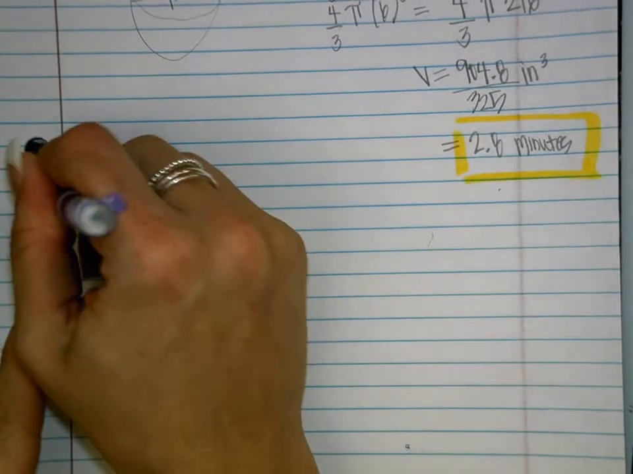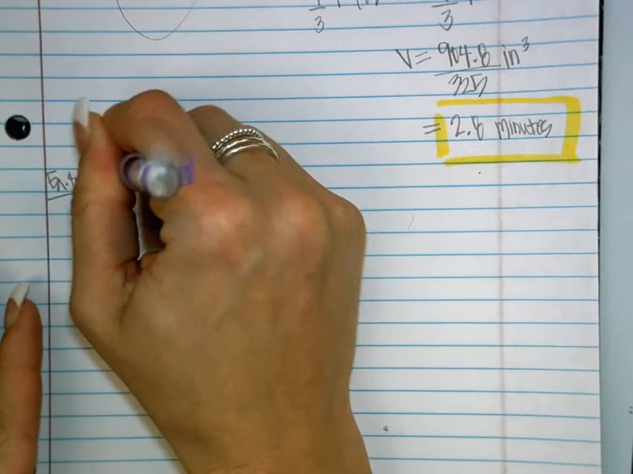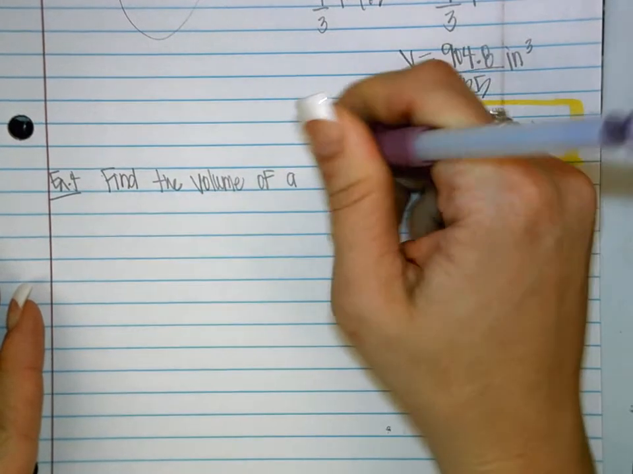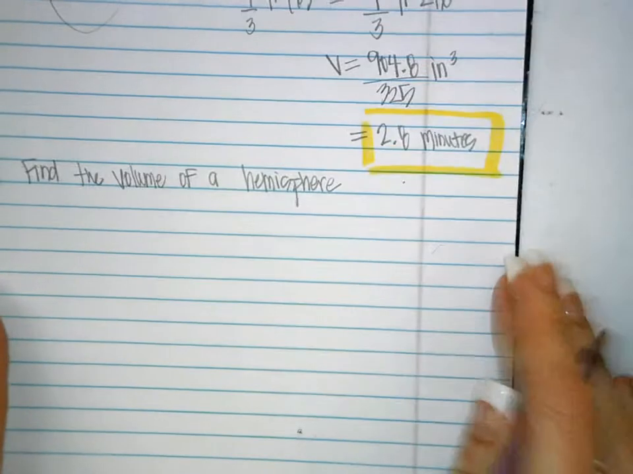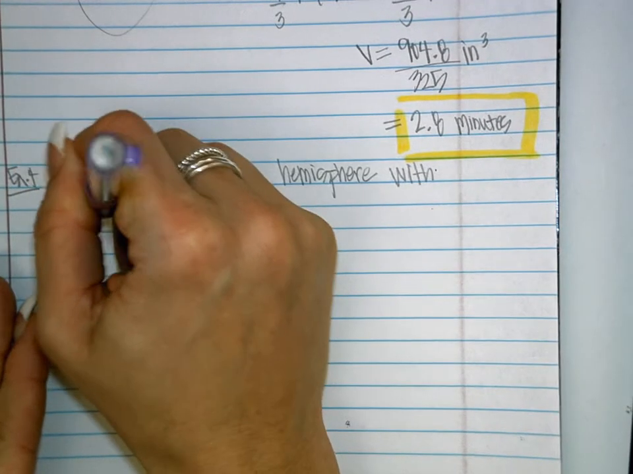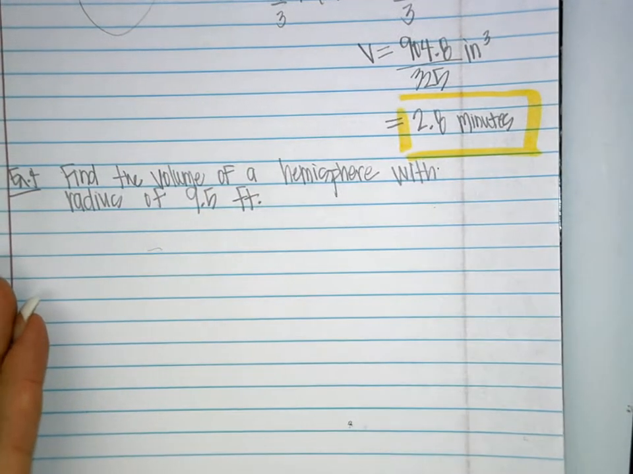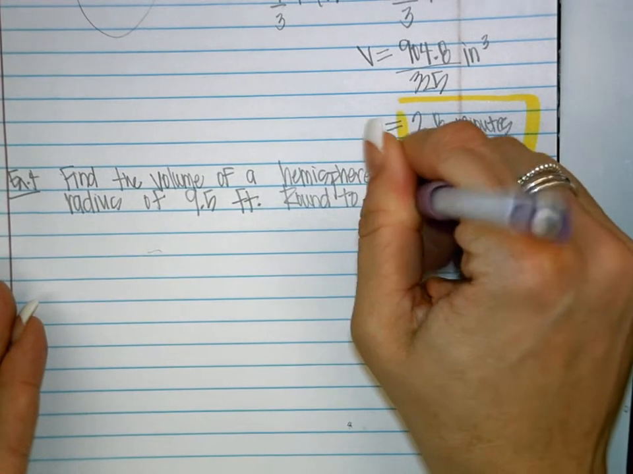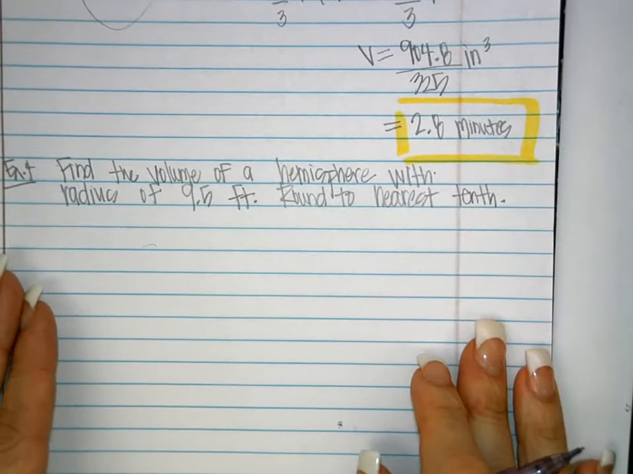Okay, last one. Example number 4. We can talk about this after we're done with notes. Next I want you to find the volume of a hemisphere with a radius of 9.5 feet. Again, round to the nearest tenth. It's almost always to the nearest tenth for this unit.